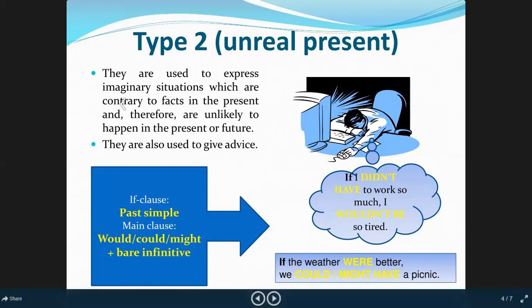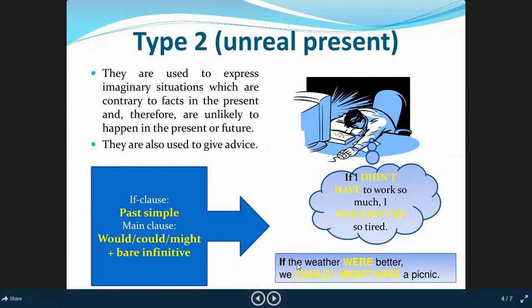We are going to talk about imaginary situations. These are contrary to the facts, not real. These are contrary to the fact in the present, and therefore are unlikely to happen in the present or future. They are used to give advice. So what comes in the dependent clause? It will start with if, and there is the past tense, okay? And in the main clause, there may come would, could, might, or bare infinitive.